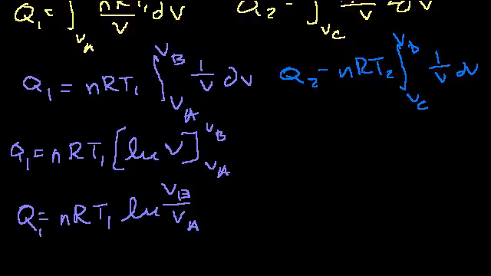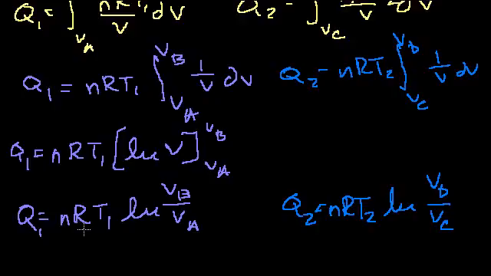Now, the same logic, Q2 is going to be equal to nRT2. Now, the only difference with this integral is where I had VB, now I have VD. So now it becomes natural log of VD. And where I had VA, now I have VC. So over VC. All right.